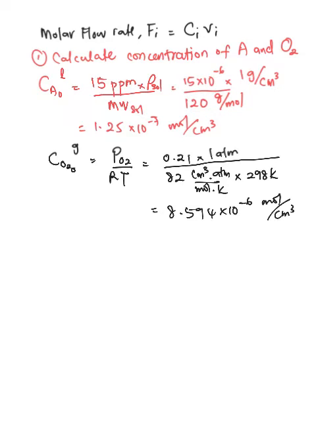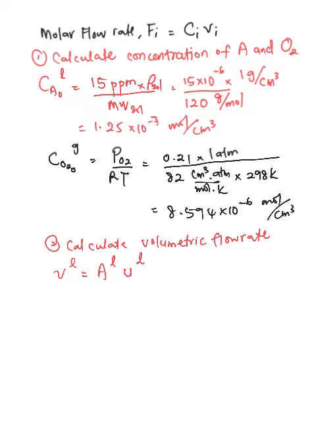Next step, based on the molar flow rate formula. We have the concentration, then we need to calculate the volumetric flow rate. Calculate volumetric flow rate, VL and also volumetric flow rate of gas, because only the velocity is given in the question. So the volumetric flow rate of liquid equals the surface area of liquid multiplied with the velocity of liquid. What is the surface area of reaction for liquid?